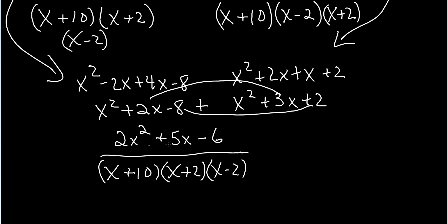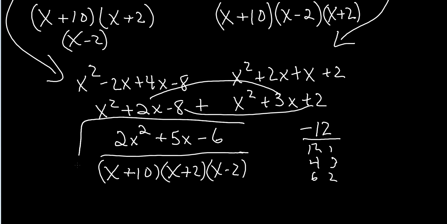Then the question is, can I factor this? Let's try. 2 times negative 6 is negative 12. What are two factors of negative 12 that add up to be 5? There are no factors that will do that. If I put 12 and 1, 4 and 3, 6 and 2, nothing will give me a positive 5 there, so it doesn't work. So this, in essence, is our final answer. That was for number 5.